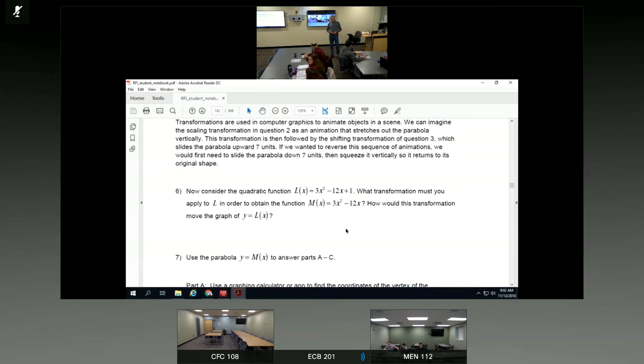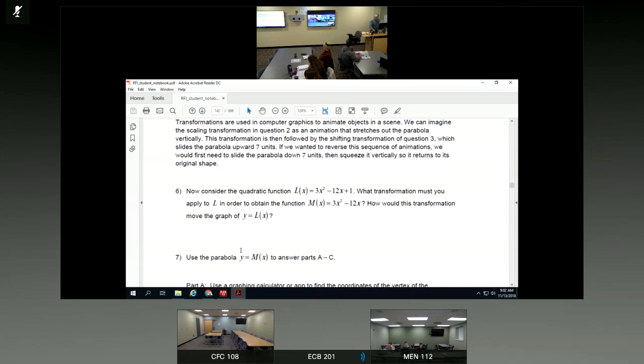I am well. Okay, so we were on number 6 here, transformations. Well, one place that you run into transformations is computer graphics. We can imagine the scaling transformation as an animation that stretches out the parabola vertically. This transformation is followed by shifting, which moves it upward. If we wanted to reverse, we could slide down and then shrink. Let's look at this one right here. 3x squared minus 12x plus 1.